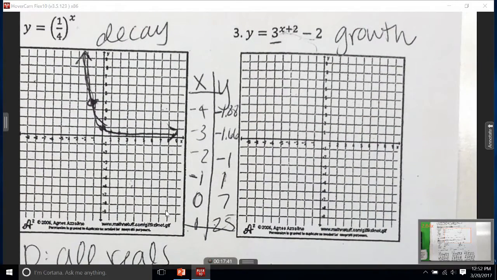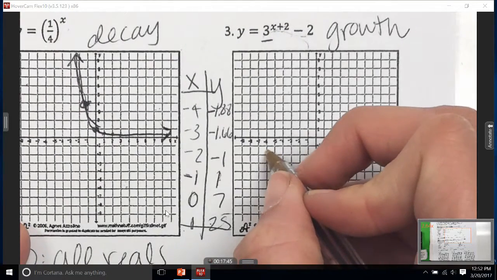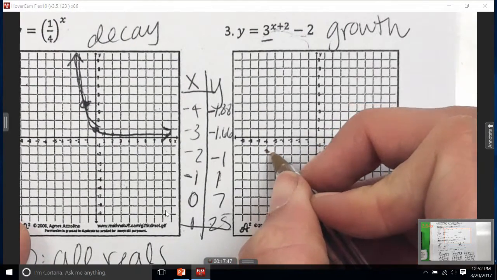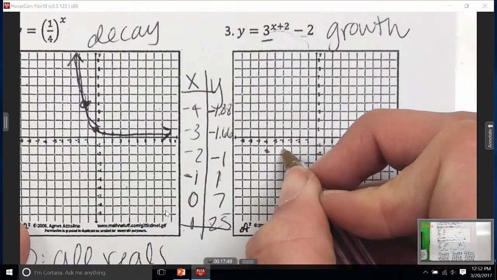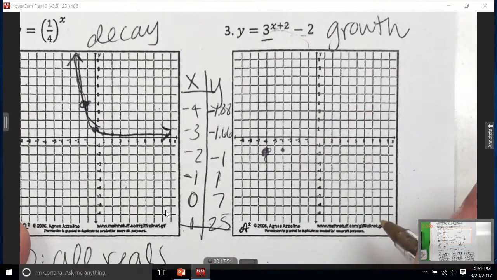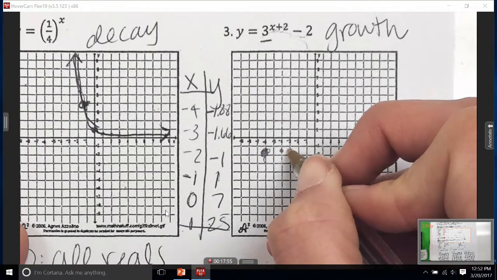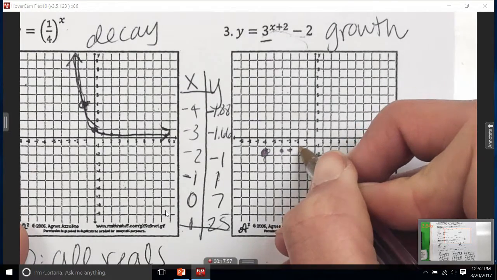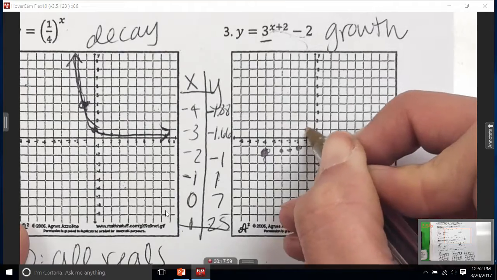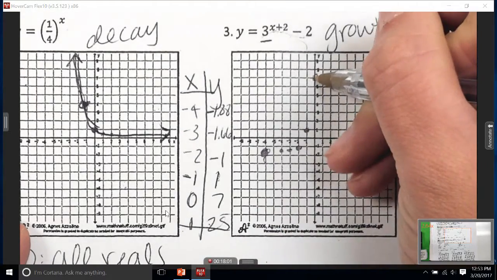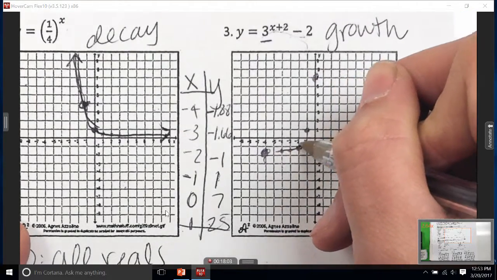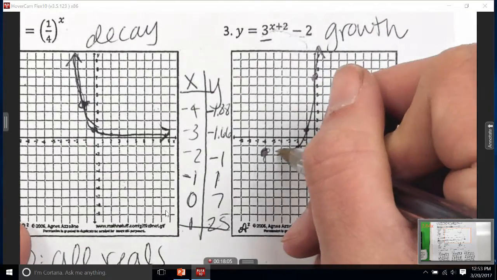Okay, let's go ahead and graph them. So negative 4, negative 1.8, that's close to negative 2. Oops, I'm definitely not at negative 4. Sorry about that. Alright, negative 3, negative 1.67, negative 2, negative 1, negative 1, 1, 0, 1. Okay.